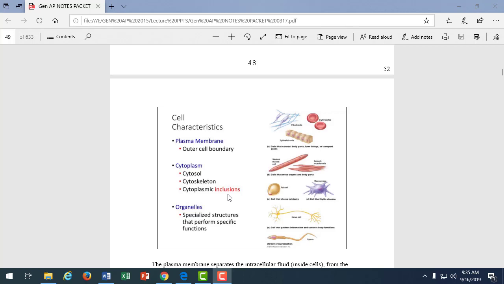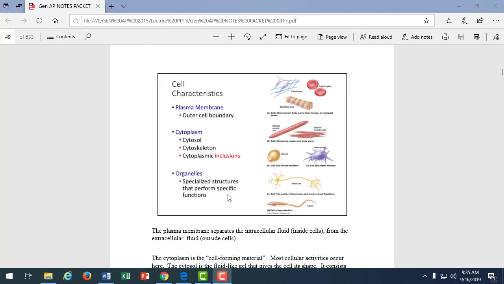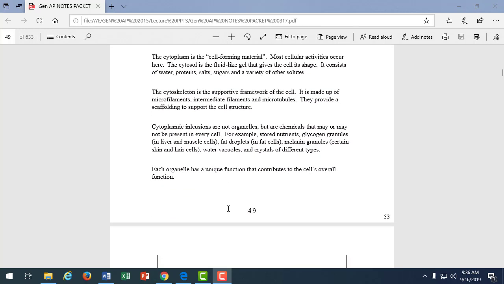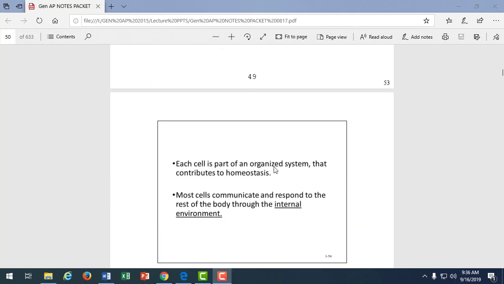So inclusions are chemicals, not organelles, and they're found in the cytoplasm. Organelles are membrane-bound structures found in the cytoplasm. We're going to talk about their functions today. So more examples below of cytoplasmic inclusions. Again, they're chemicals, all different types of things.